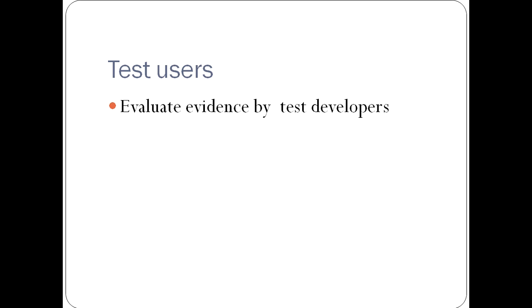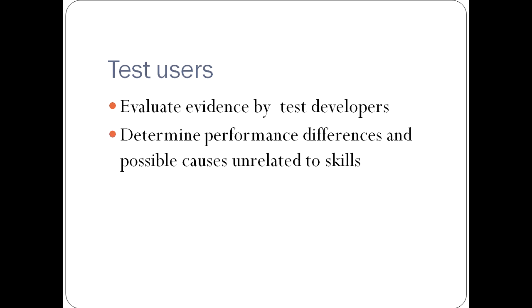Now, the test users need to evaluate all the evidence that is given to them by the test developers to determine performance differences that could be related to something else besides their ability to do the skills that are on the test. For example, environment. That could include anything, including loud, disruptive noises, which would be terrible for somebody who's blind when they're trying to hear what somebody is reading.